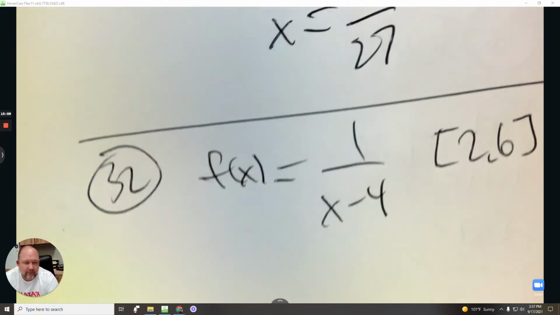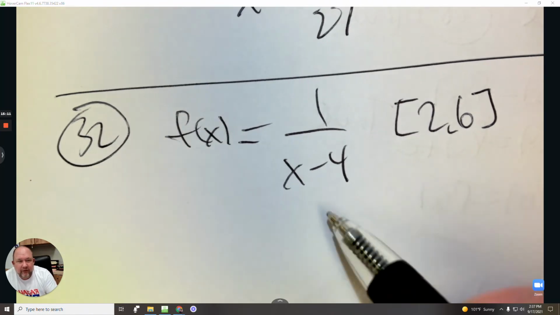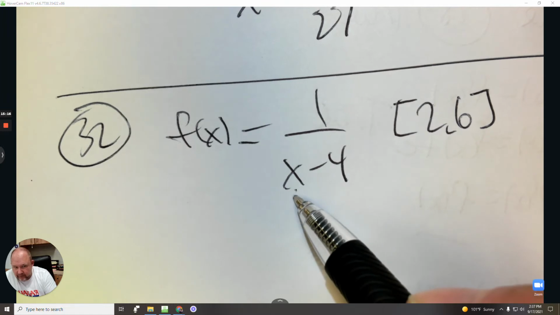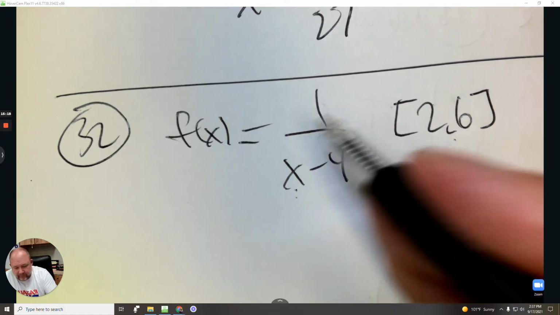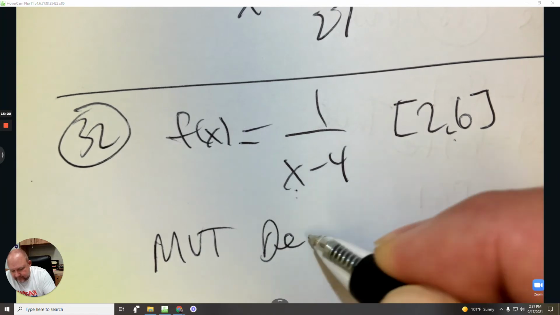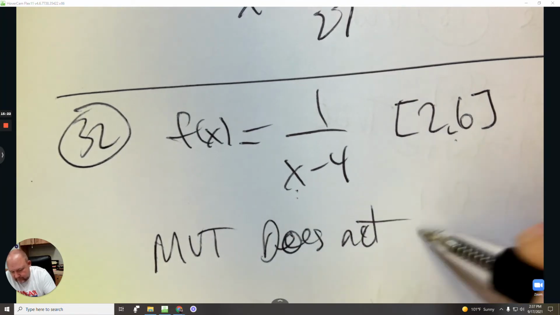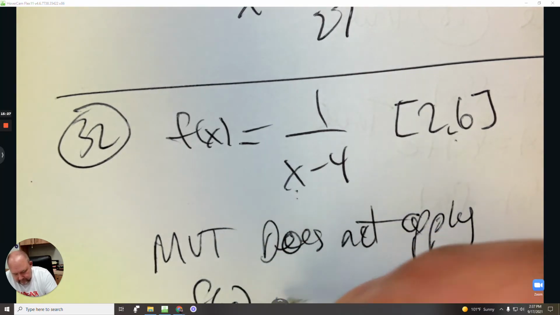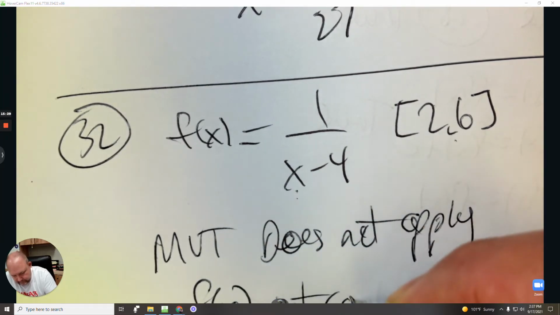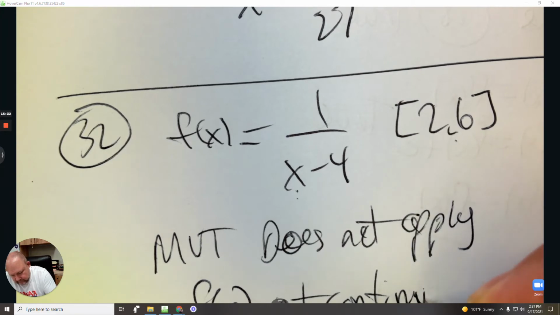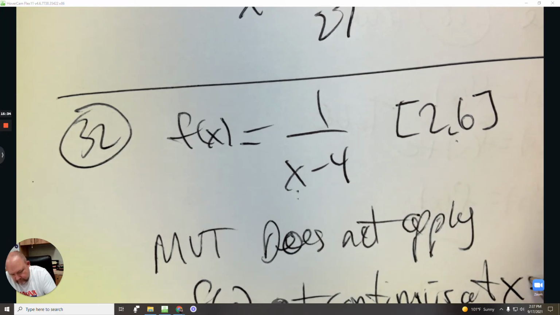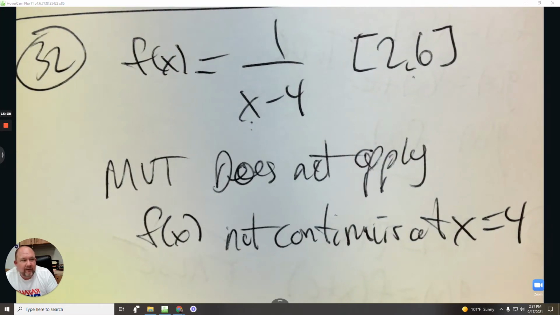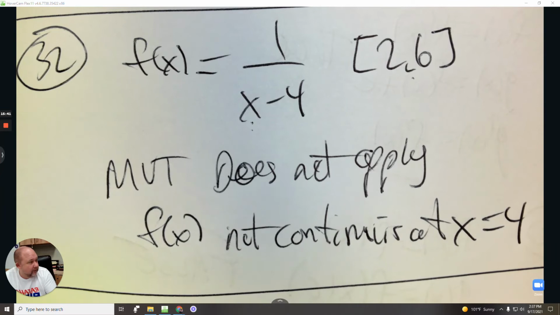For the mean value theorem, the derivative and AROC, it must be continuous and differentiable. It is not continuous at positive 4. That's in the middle of my interval. MVT does not apply. So it's not continuous at x equals 4, so that's why it doesn't apply. Done. 33.